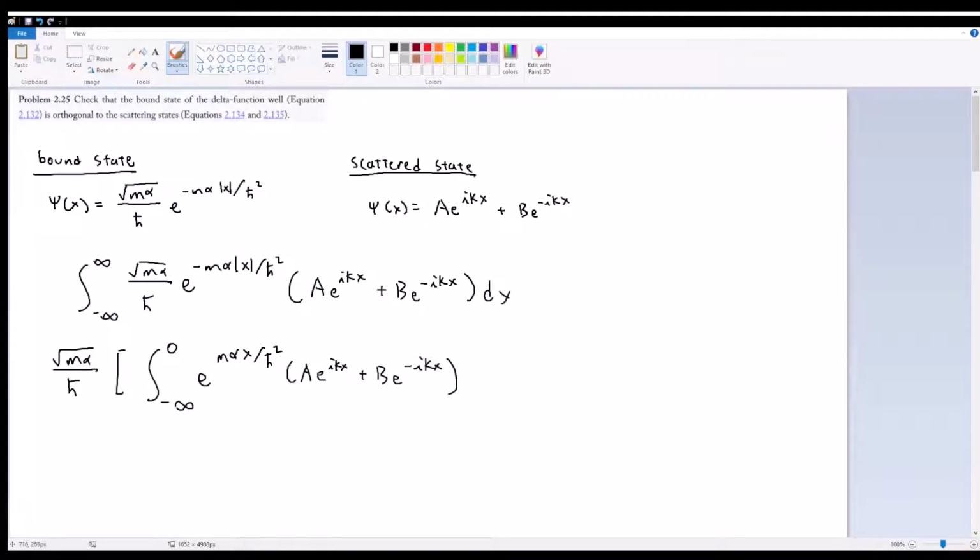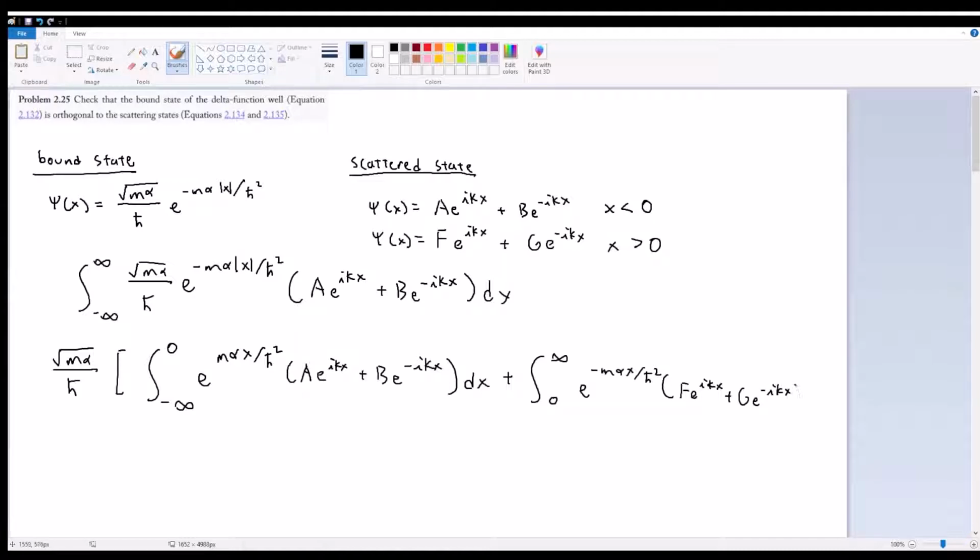And the scattered state is actually a little bit more complicated. So it equals a e to the ikx plus b e to the negative ikx when x is less than 0. But it then equals the same form but with different constants, f e to the ikx plus g e to the negative ikx when x is greater than 0. So once we split it apart, this is actually going to be plus the integral from 0 to infinity, and now we have e to the negative m alpha x divided by h bar squared, and now multiplied by f e to the ikx plus g e to the negative ikx. And we close this off with the dx, and we close our integral.